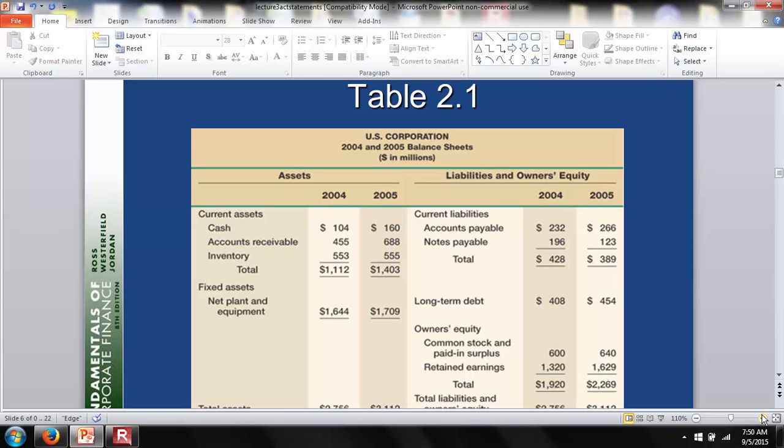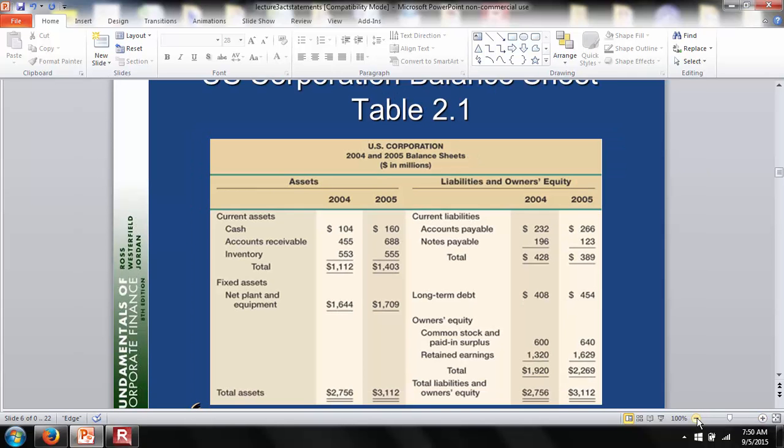When you look at the fixed plant and equipment, it is 1,644 million in 2004, and it has gone up to 1,709 in 2005. Now, on the right hand side, the liabilities, the accounts payable are 232 and 266 in 2004 and 2005. The notes payable are 196 and 123, and total is 428 and 389. Now, the long-term debt is 408 in 2004 and 2005. Equity has gone up from 600 to 640, and retained earnings have also gone up by $300 million from 1,320 to 1,629.